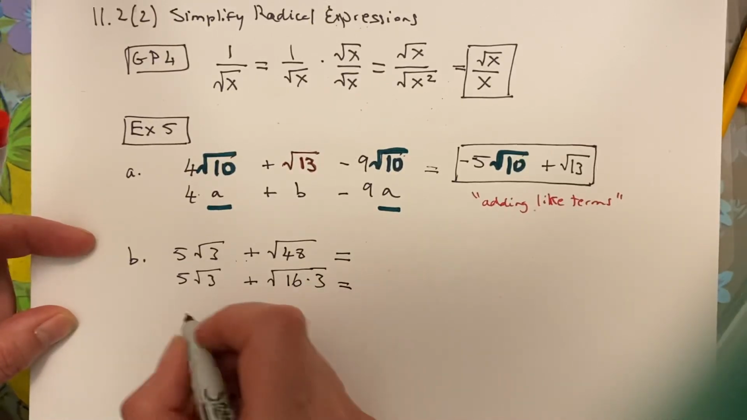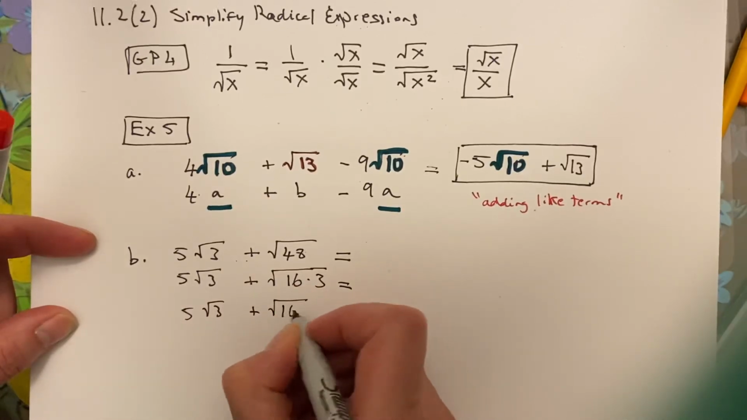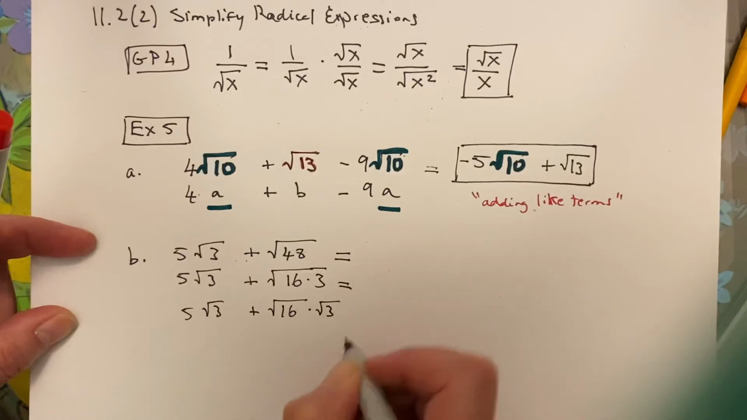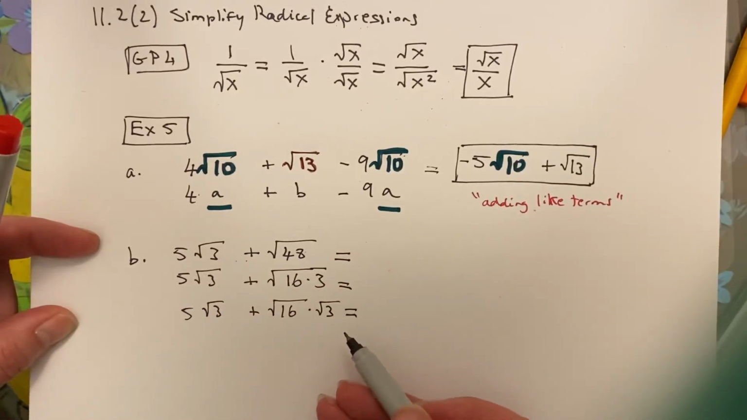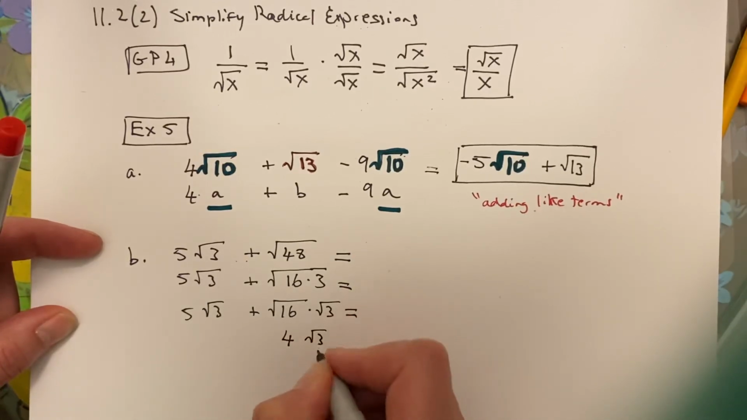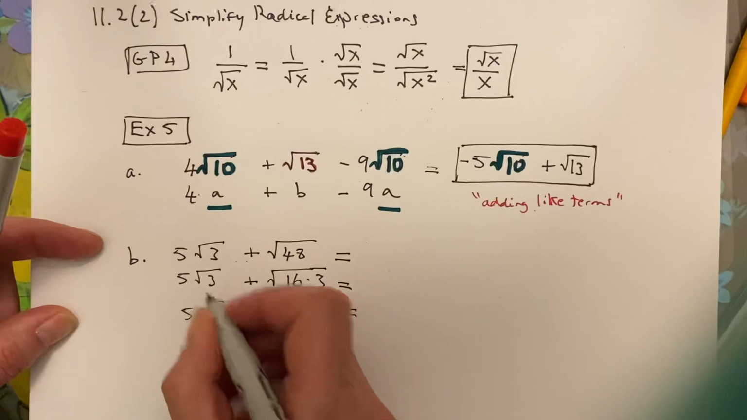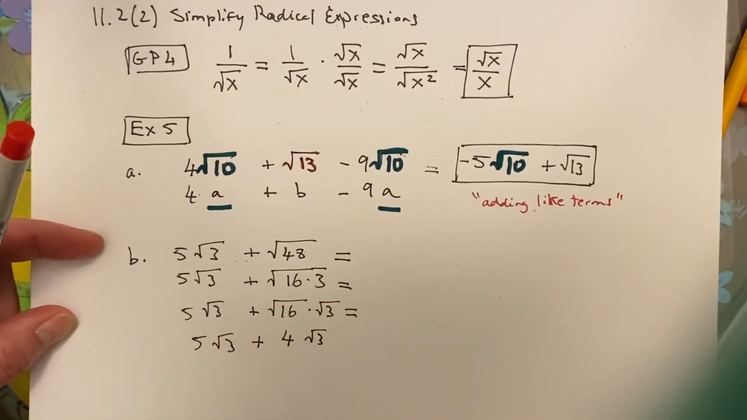Well, that means 5 square root of 3 plus the square root of 16 times the square root of 3. Well, I've learned how to simplify expressions like that. Square root of 16 is 4, and I leave the square root of 3 here. And I'm adding that. I've just carried the 5 square root of 3 down. Don't neglect doing that.